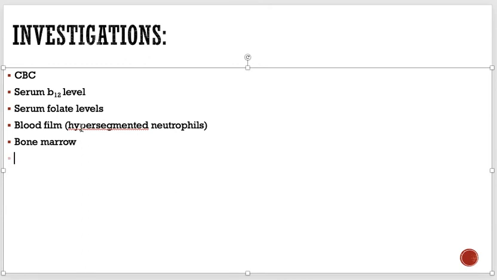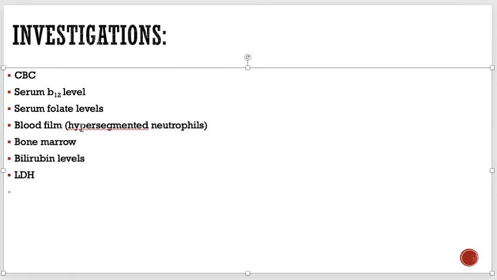We can also ask for bilirubin levels, as well as LDH levels. Why? Because both of these can be elevated due to increased breakdown of cells in the bone marrow. Bilirubin comes from where? It comes from the breakdown of the cells.